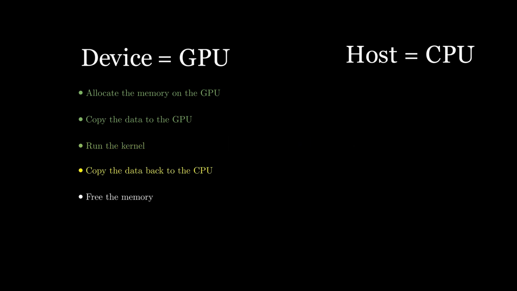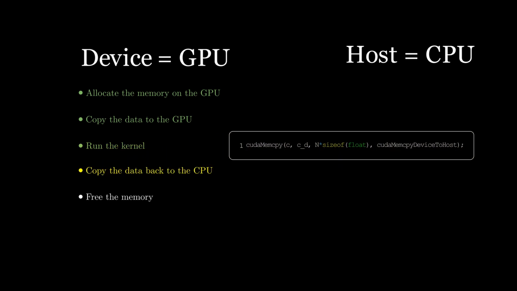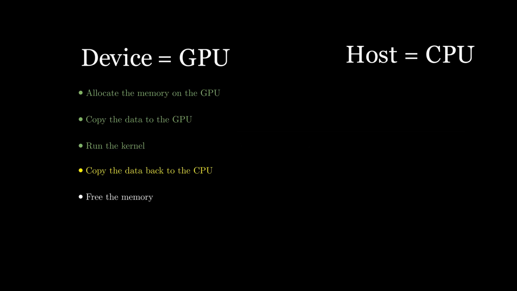Finally, we copy the result back to the CPU using the same function as before, but this time the destination pointer is the CPU pointer, the source pointer is the GPU pointer, and the direction is from device to host. What is left is to clean up our memory. We do that by calling the cudaFree function.